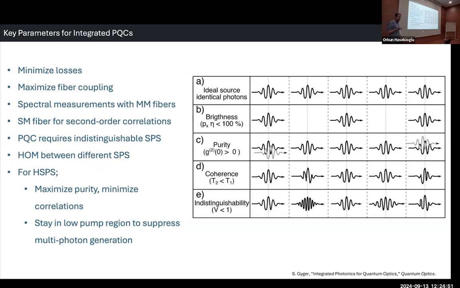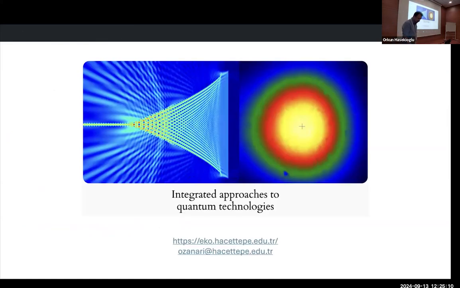But if you have a good algorithm like boson sampling, discrete variable, continuous variable, doesn't matter, you can just continue and maximize the purity, minimize the correlations, etc. And in the end, you get the ideal single photon source, and you can make the calculation on this integrated platform. And that's all for me.